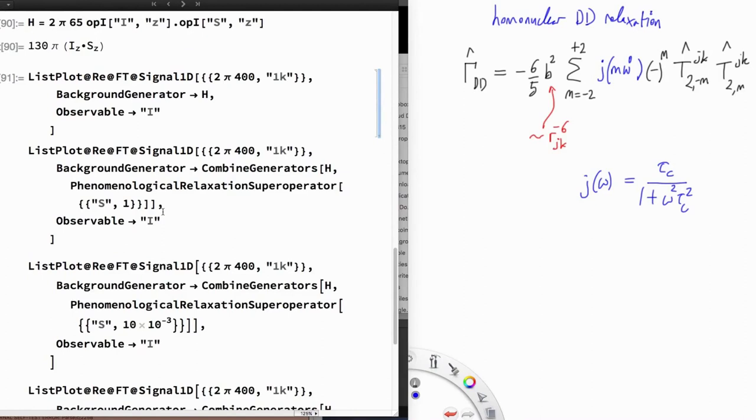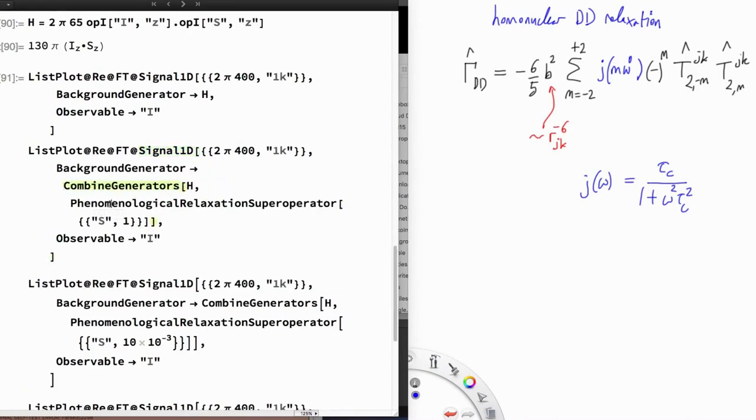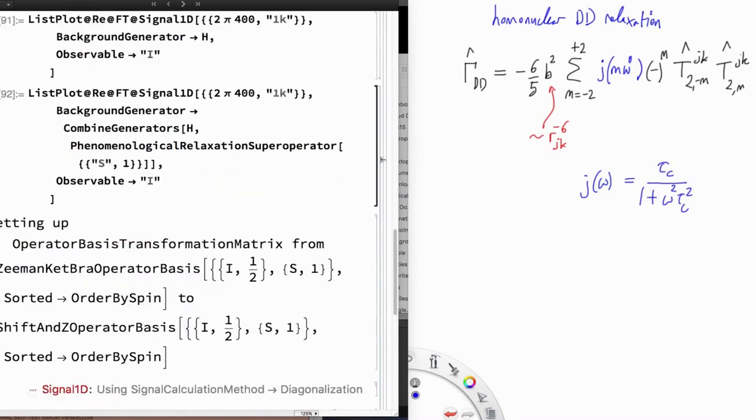And now we can start to introduce relaxation of the second spin, the S spin. That's done by including a relaxation superoperator. That could be a realistic relaxation superoperator involving a mechanism such as quadrupole relaxation for the second spin. But here, I've just chosen to use a phenomenological relaxation superoperator in which you specify T1 and T2. The syntax used here simply says for the spin S, give it a T1 and a T2 value both equal to 1 second. And then we can simulate the spectrum, but here again, observing the I spin, not the relaxing one.